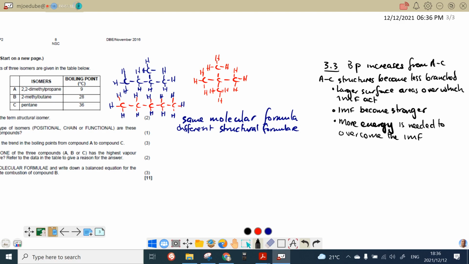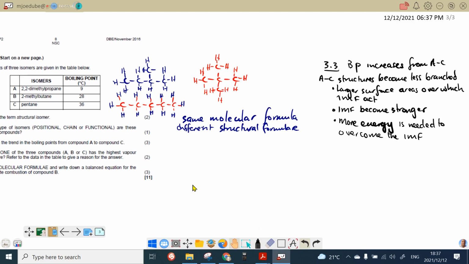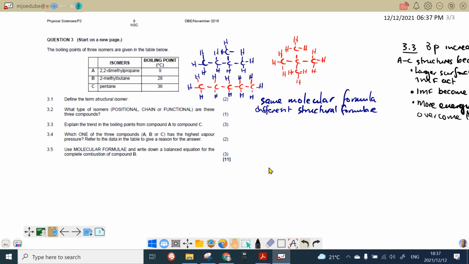Or you could actually explain it from C to A and give the opposite reasons. So if you're explaining from C to A, the boiling point decreases from C to A. Why? Because the structures become more branched, and therefore they will have smaller surface areas over which the IMF acts. The intermolecular forces will therefore become weaker, and therefore less energy is needed to overcome the intermolecular forces. So very simple, very straightforward, and it can be explained.